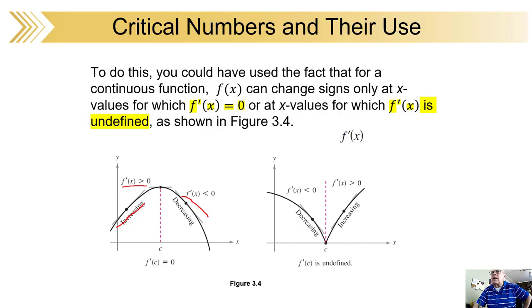At the top is where it goes from increasing to decreasing. There is a critical point. Over on this one, it goes from decreasing to increasing at a particular point. So this is a critical number.